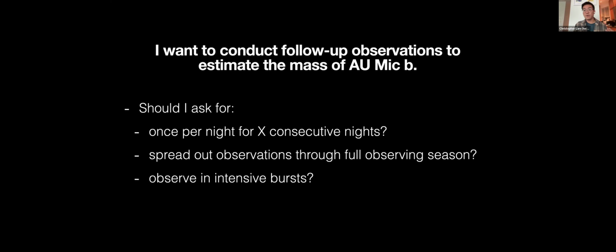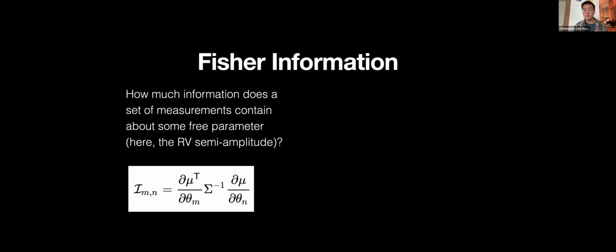And to discern between these different strategies, Megan and Lily and I proposed using the Fisher information. This has a few ingredients, so I'll walk through them in this equation here. But at the top level, the Fisher information allows you to quantify how much information a set of measurements contains about some free parameter that you care about. In our case, the free parameter that we care about is K, the RV semi-amplitude.